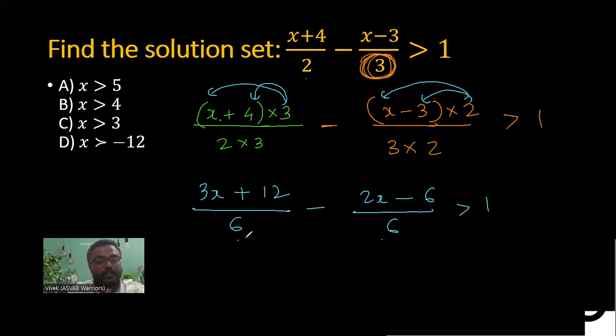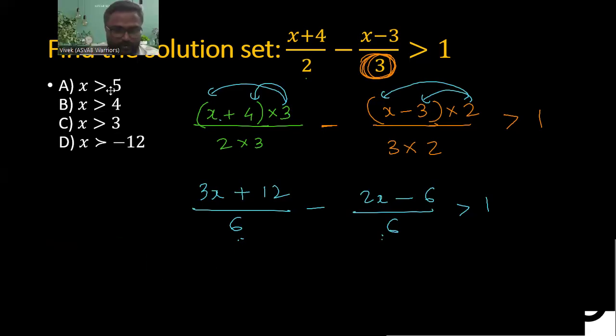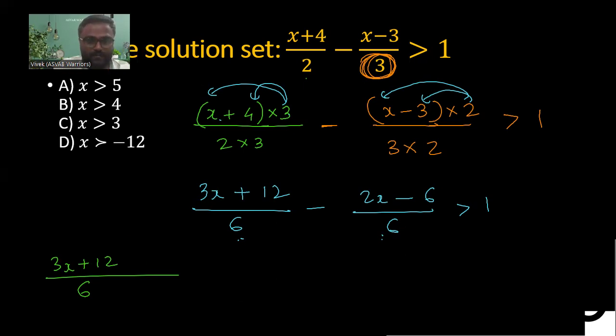Now, if you see the denominators are equal, what we can do is just keep the same denominator over here. So I'll just try to solve it in this part. So 3x plus 12 minus, remember you have to be extra cautious when there is a negative sign. Take a parenthesis, 2x minus 6. This parenthesis is simply going to improve your chances of getting the accurate answer.